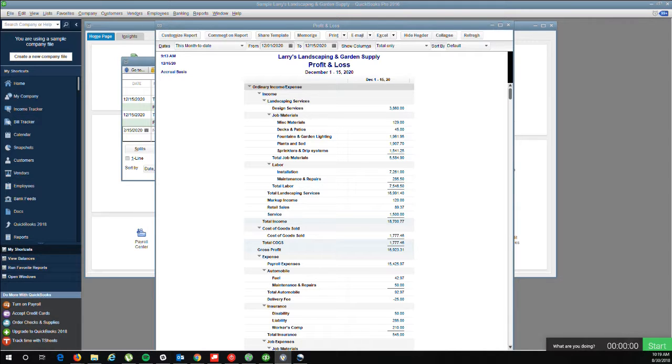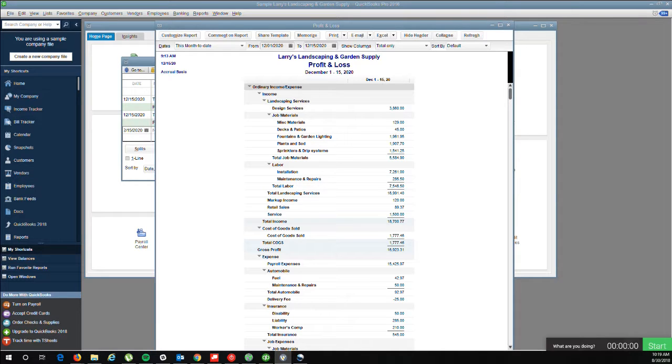When you look at the profit and loss, the first thing you want to look at is the name of the business. Is it yours? And the dates covered in this report. That's almost certainly a question that I get all the time: why isn't this stuff from October showing up on this report? Well, that's because this one only covers the first 2 weeks of December.